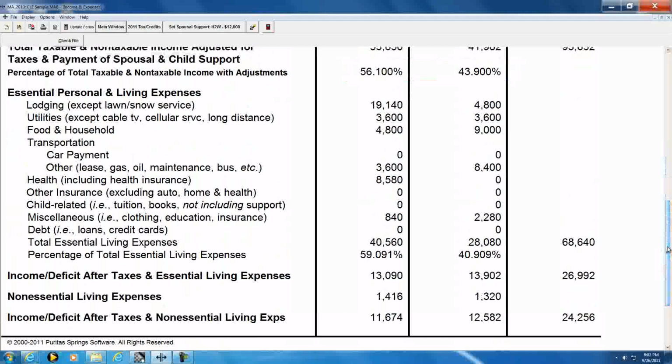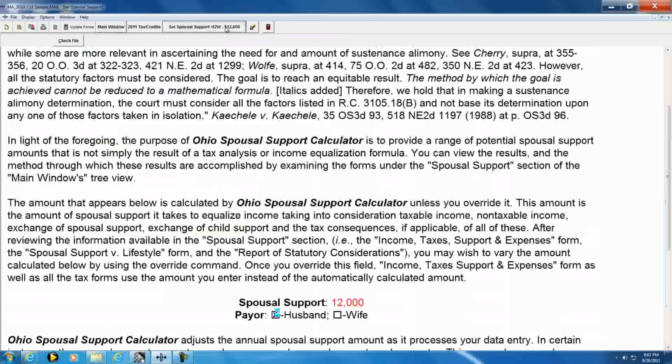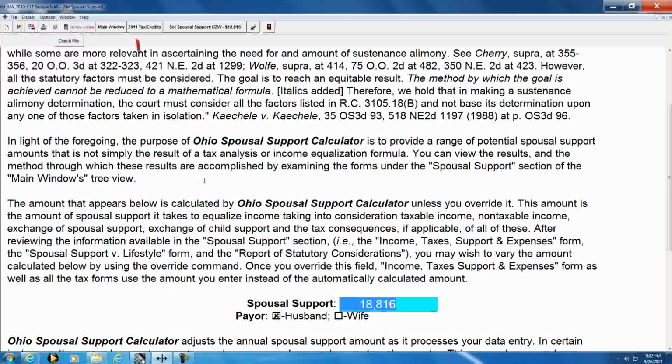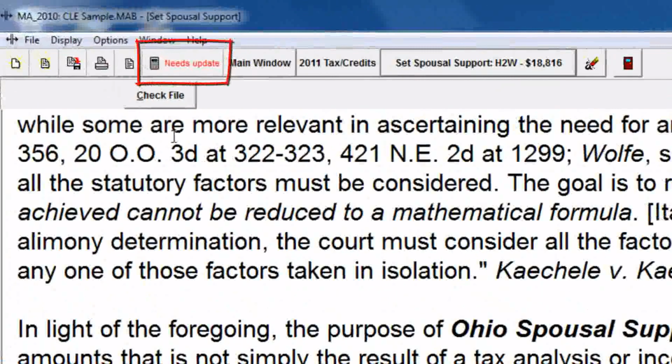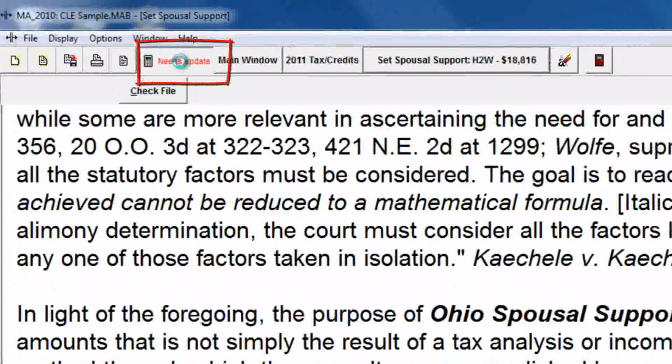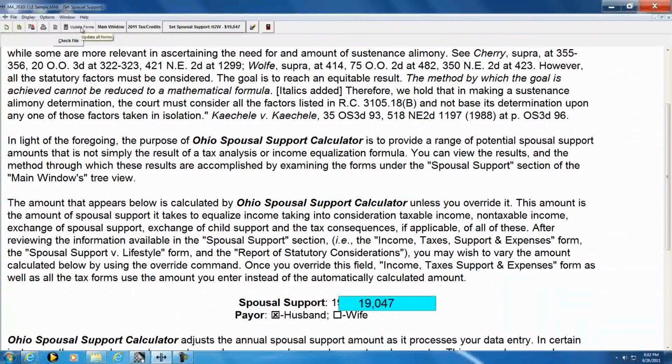In designing MA, we thought setting spousal support was important enough to warrant placing a button on the toolbar so that you can get to it quickly and easily. I'll use the button now to return to the Set Spousal Support page, and I'm going to cancel the override. Now, when I do that, you'll notice that the spousal support amount changes. However, you're probably noticing that it didn't return to what it was, which was $19,047. I can press the Update button here on the toolbar to make that happen, but I'll explain why that happened in the final section of this video. For now, however, I want to move on to the next section, which is property and debts.